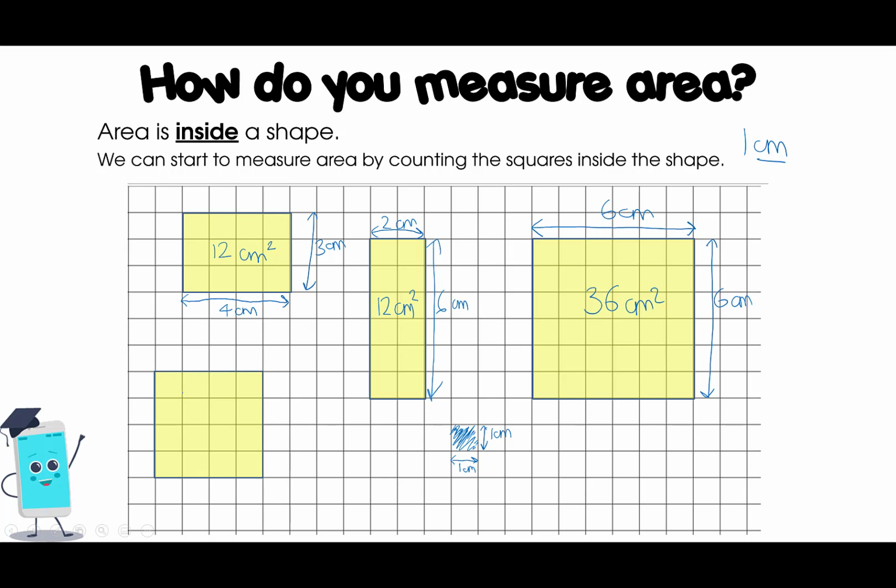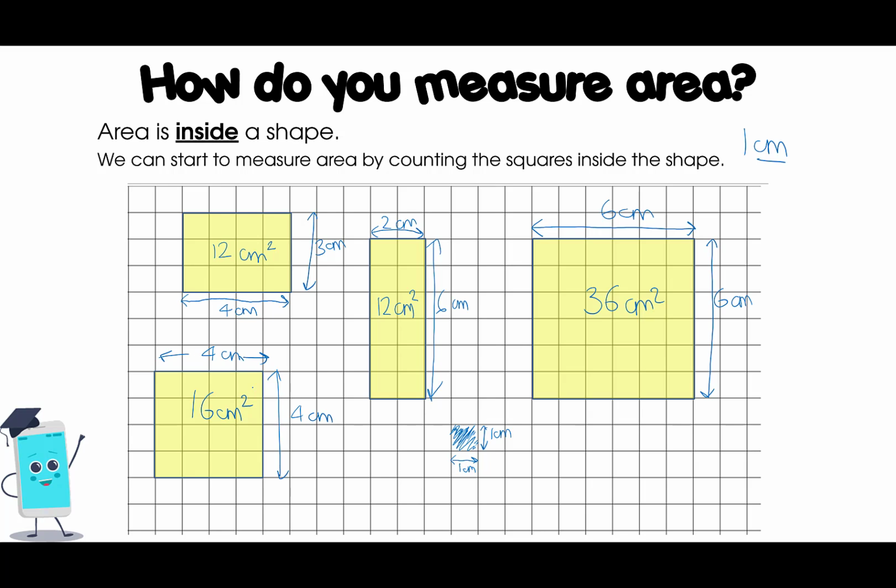Finally, I have another square. Now I know it's a square because it's 4 centimeters wide and 4 centimeters long. So I'm going to count in 4s because there are 4 squares in each row. 4, 8, 12, 16. And there are 16 centimeter squares inside that shape.